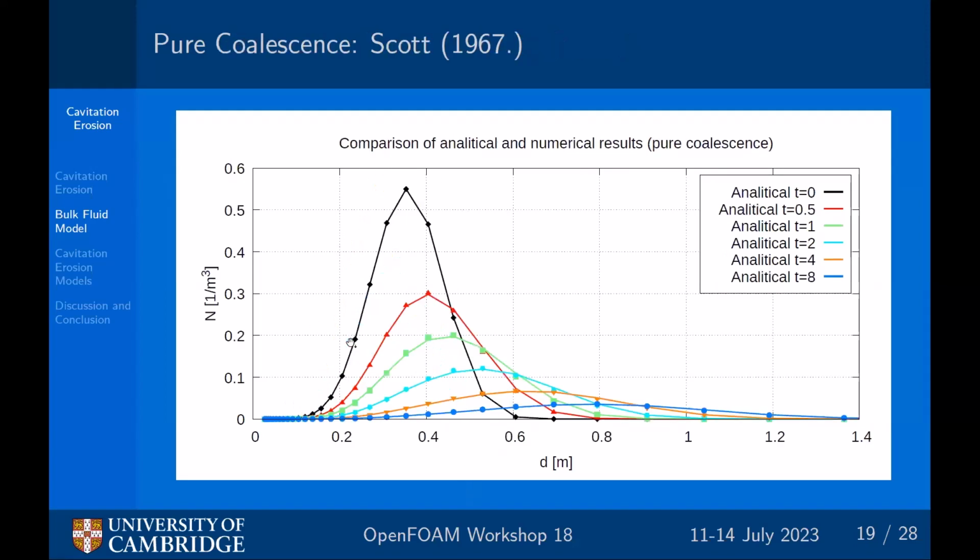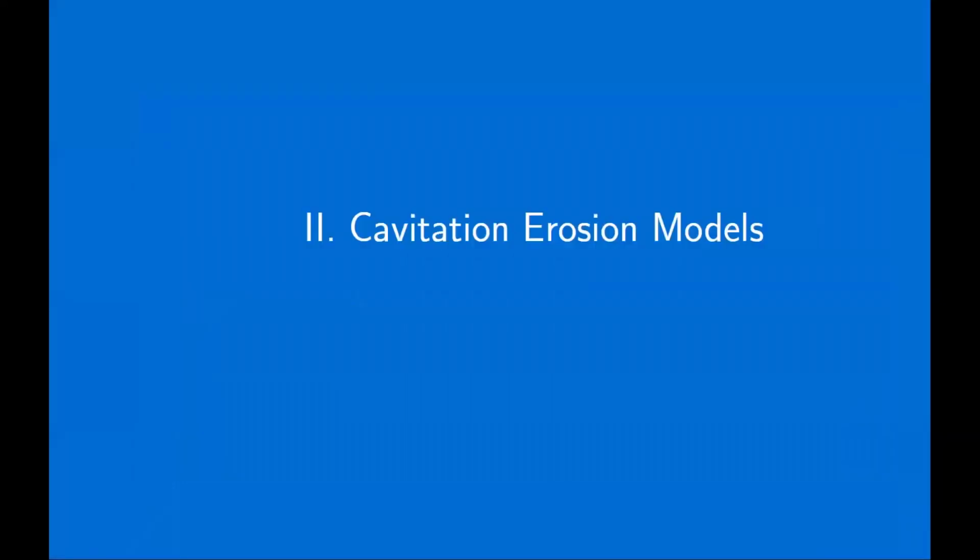This is the same thing in the opposite direction. So this is coalescence. Black line is our initial conditions. Black dots are initial numerical conditions. And as time passes on, the bubbles become larger and larger, but there is a smaller number of them.